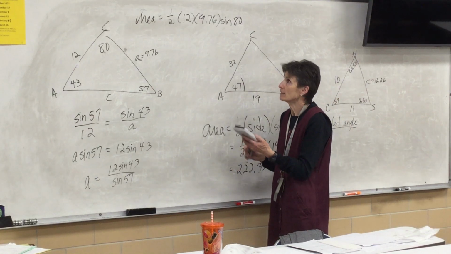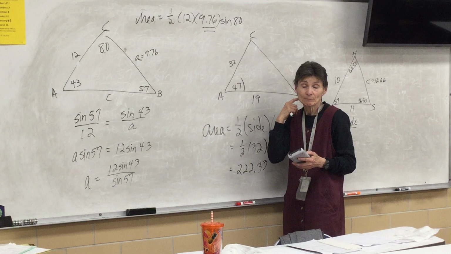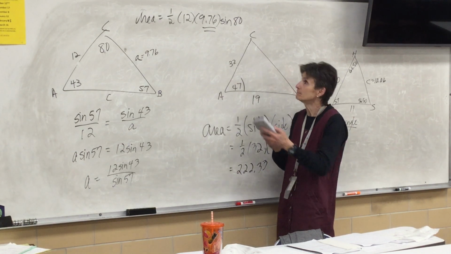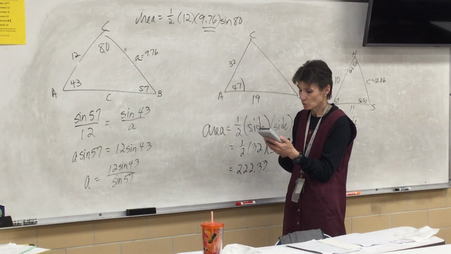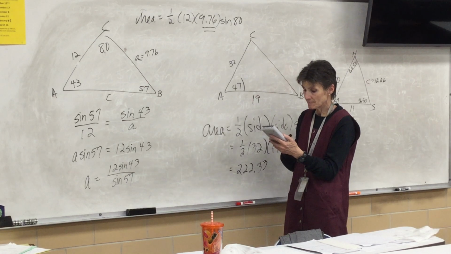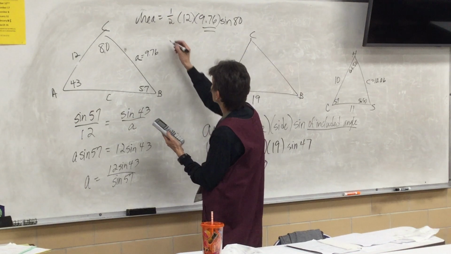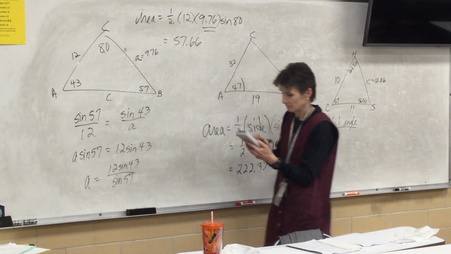use the included angle. Now, this number's sitting on my calculator, so instead of retyping it in and rounding it off, I'm just going to use my second answer button. So 0.5, 1/2, times 12, times second answer, times sine 80. And now I have an unrounded thing. My area is 57.66.